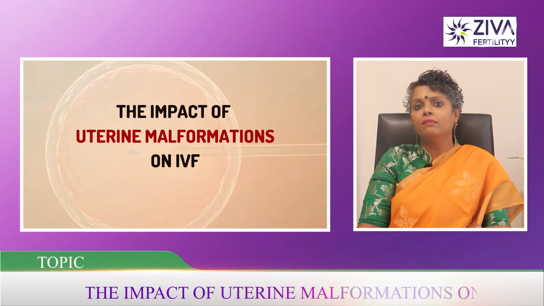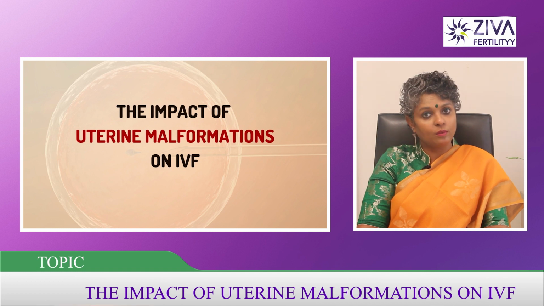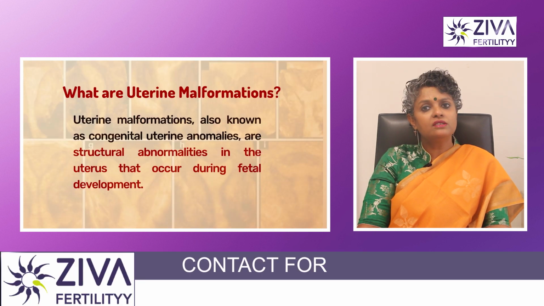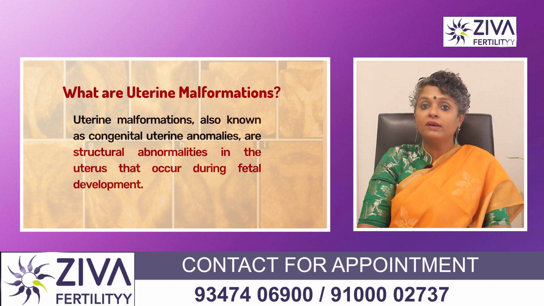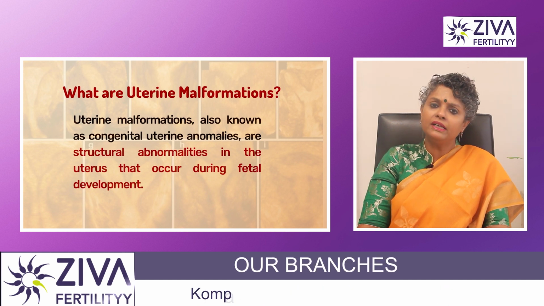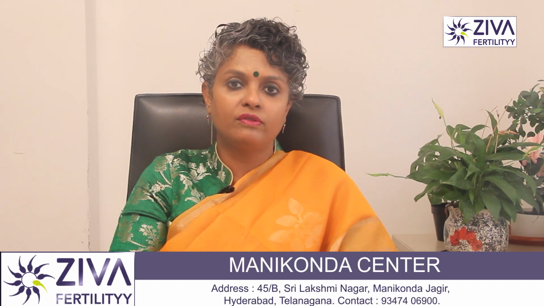What are uterine malformations and how do they affect the success rate of IVF is the topic for discussion. Uterine malformations are also known as congenital uterine anomalies. These are structural abnormalities in the uterus that occur during fetal development. These malformations can vary in type and severity and may impact fertility and reproductive outcomes, including those of IVF. Let's look at common uterine malformations and their potential impact on IVF outcomes.